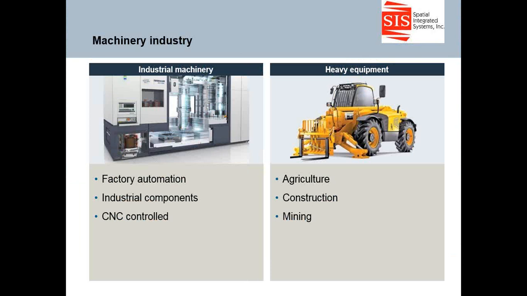So, major markets served by machinery industries include agriculture, construction, mining, and industrial machinery. Among the varied products are machinery, manufacturing machinery and equipment, compressors, and tractors.